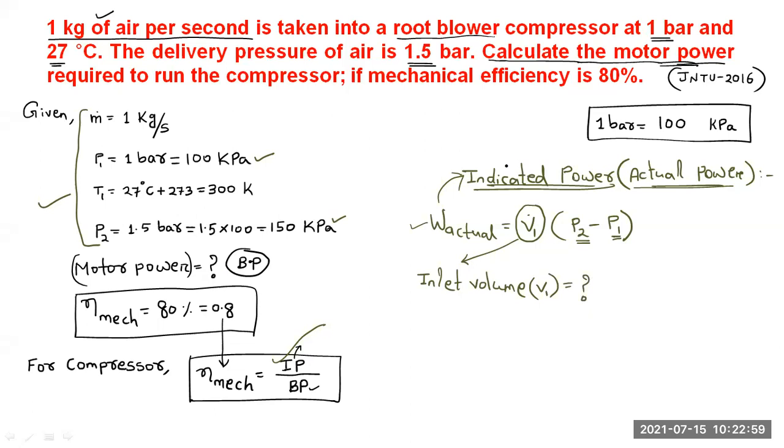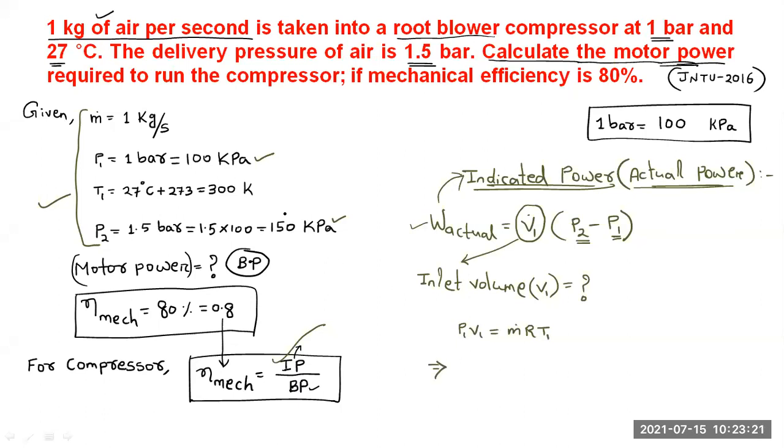Ideal gas equation. Yes, exactly. We have to apply the ideal gas equation, P1 V1 equal to m R T1. So the ideal gas equation is P1 V1 equal to mass flow rate, R, into T1.